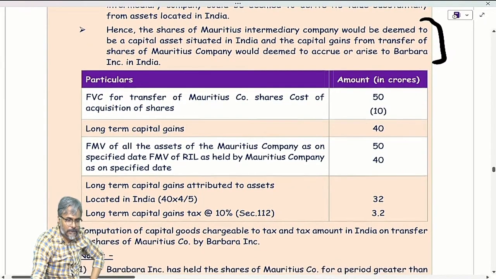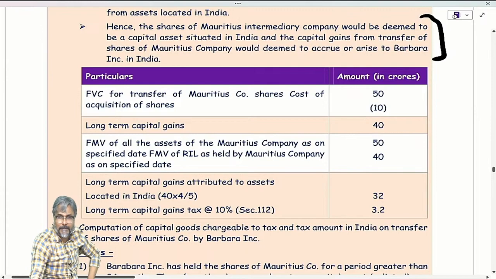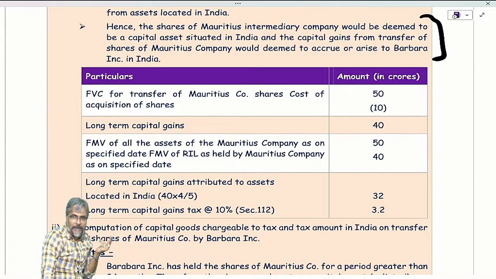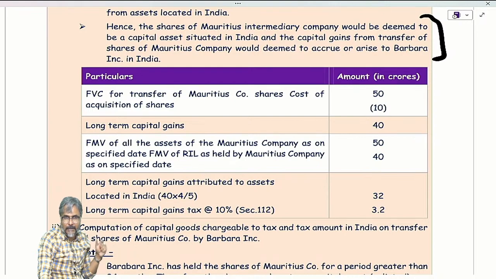Fine. Now students, see this calculation of the capital gain. Where you people will go wrong, I'll let you know that. What you will do, you will take the full value of consideration. But who is calculating the capital gain? In whose hands are you calculating the capital gain? The transferor. Who is the transferor? Barbara Inc. dot USA. First identify that, don't jump into the calculation part.